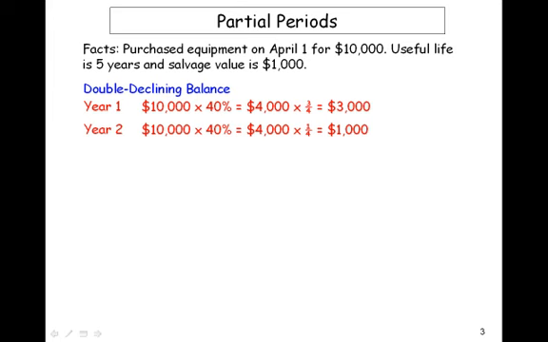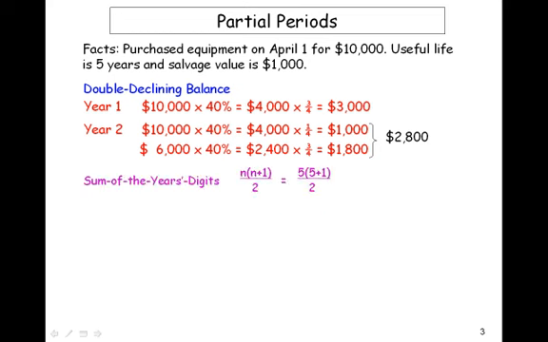You must always take a full year of depreciation before reducing book value to its new balance. We then compute depreciation for the remaining 3/4 of the year using the new book value of $6,000. Total depreciation for year 2 is $2,800.